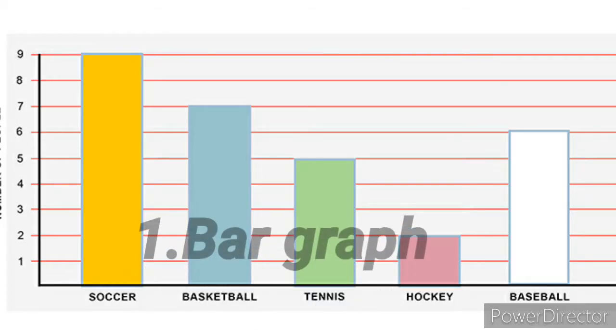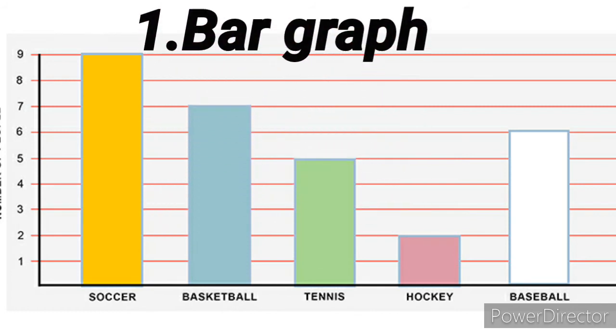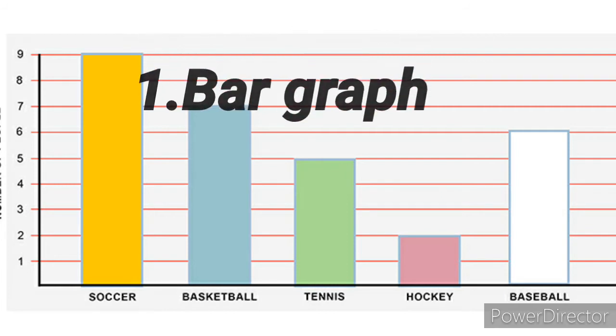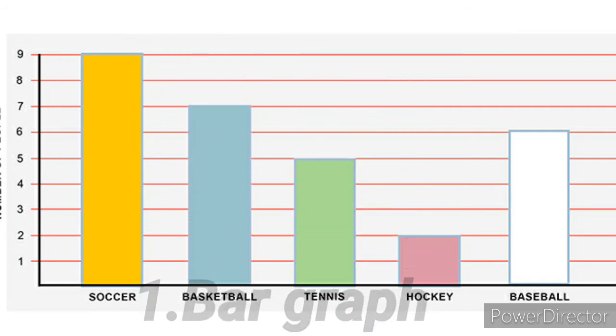See the first, that is the bar graph. You can see in the figure, on the x-axis there are soccer, basketball, tennis, hockey, and baseball. And you observe also all are having an equal distance and look like pillars, right?